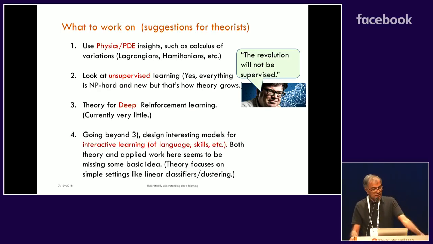And going beyond, something I'm very interested in: design interesting models for interactive learning of languages, skills, et cetera. I think here theory can really come up with some crucial insight, because even the applied work here seems to be missing some basic idea. The applied work is not doing anything very complicated, and the theory, on the other hand, is focused on very simple settings like linear classifiers and clustering. So it would be very nice to have language learning, like what all of us did. At some point we were born and knew nothing, and from there we went to knowing a complicated language by age three, and it was all interactive.